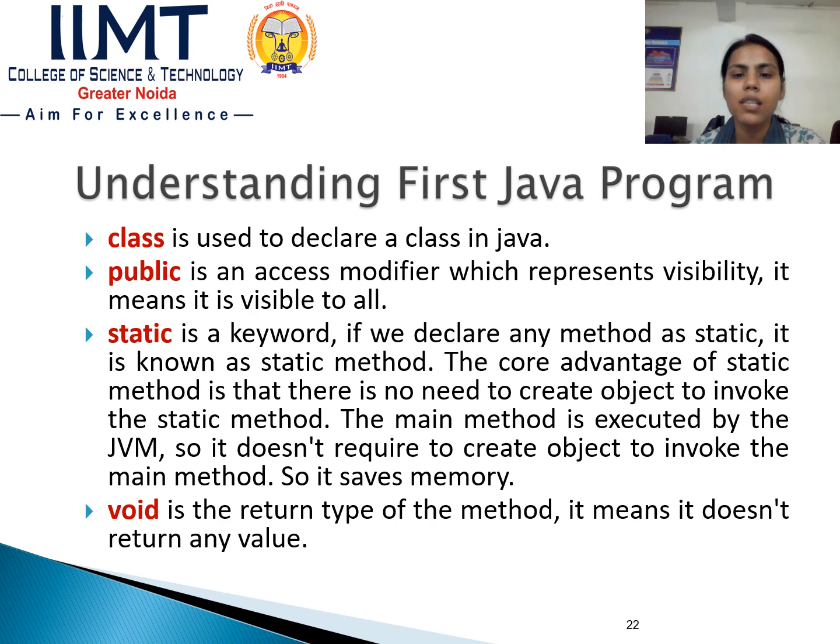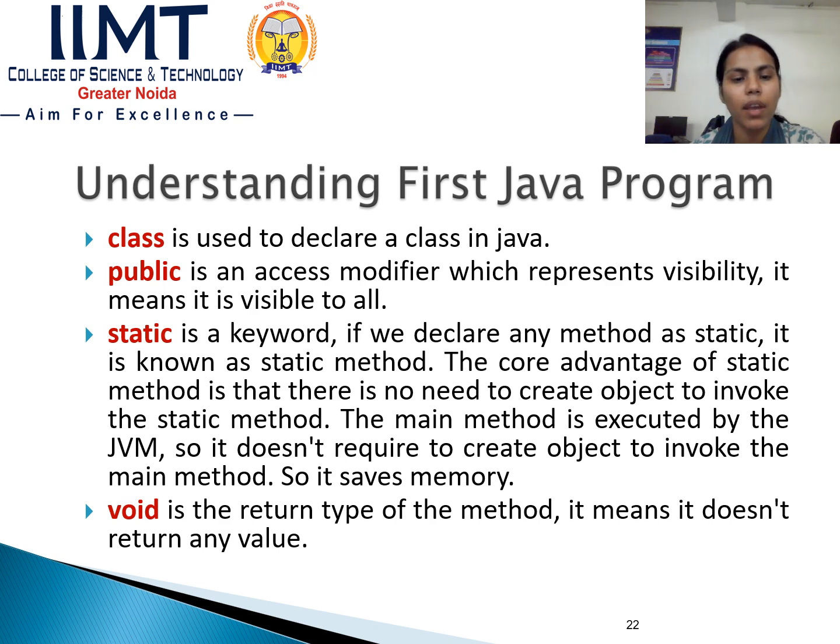Public is an access modifier which represents visibility. It means it is visible to all. Static is a keyword. If we declare any method as static, it is known as a static method. The core advantage of a static method is that there is no need to create an object to invoke the static method. The main method is executed by the JVM, so it doesn't require creating an object to invoke the main method.